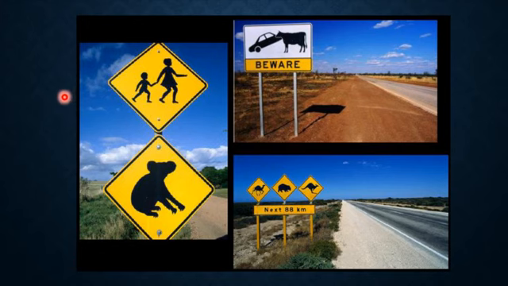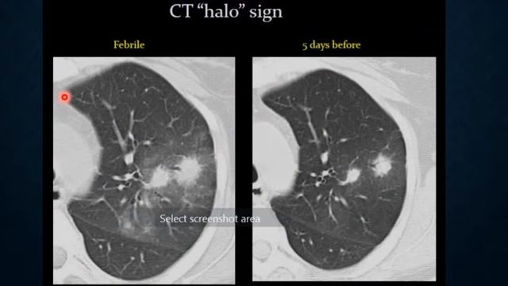Anyway, the next sign is what's called the CT halo sign. What is seen here is a nodule with a peripheral increased opacity. It's like a halo. When we look at the CT scan from 5 days before, it was more well defined and the halo is not very well seen. So what's this CT halo sign?